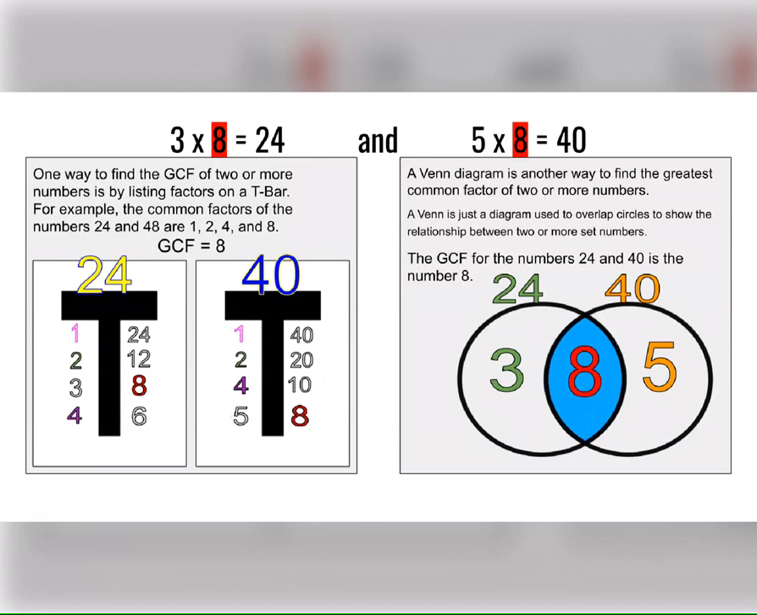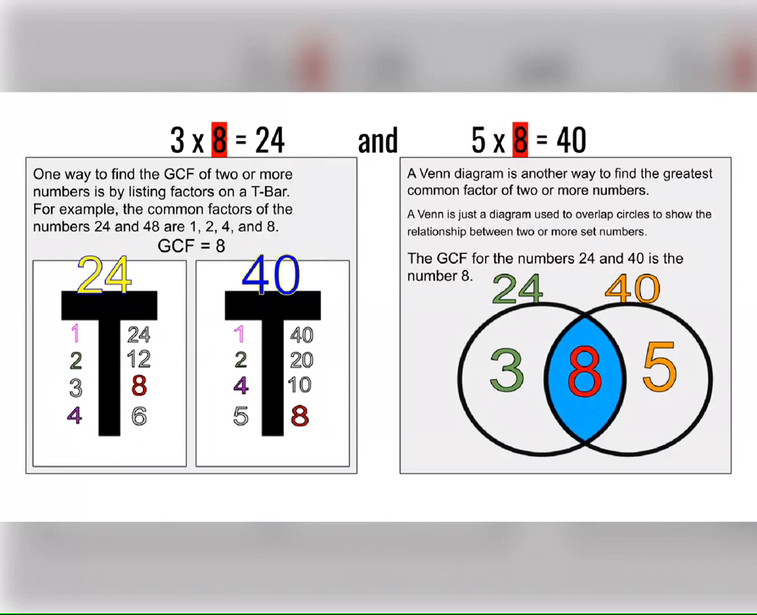Now let's see about all the factors that 24 and 40 have. They both have a 1, they both have a 2, they both have a 4, and they both have an 8. Which one is the greatest? It is 8.